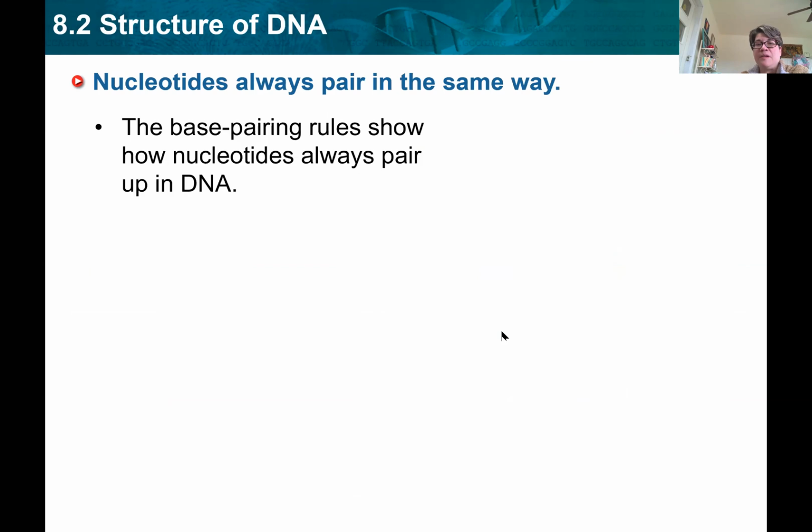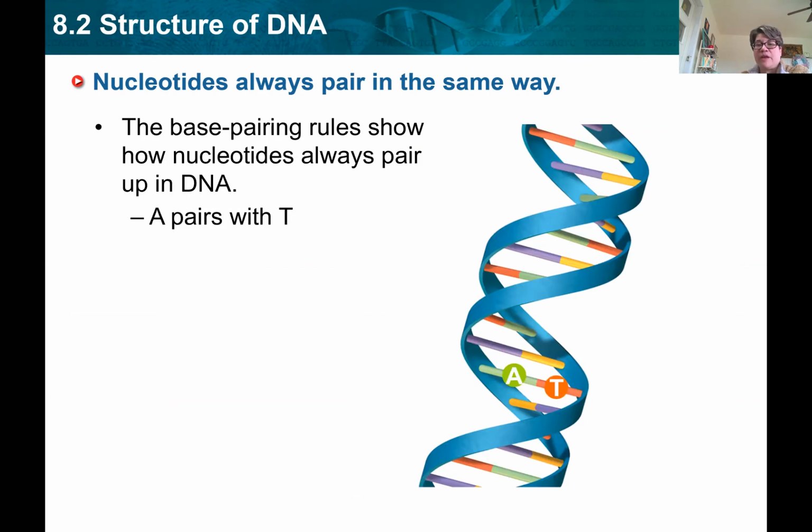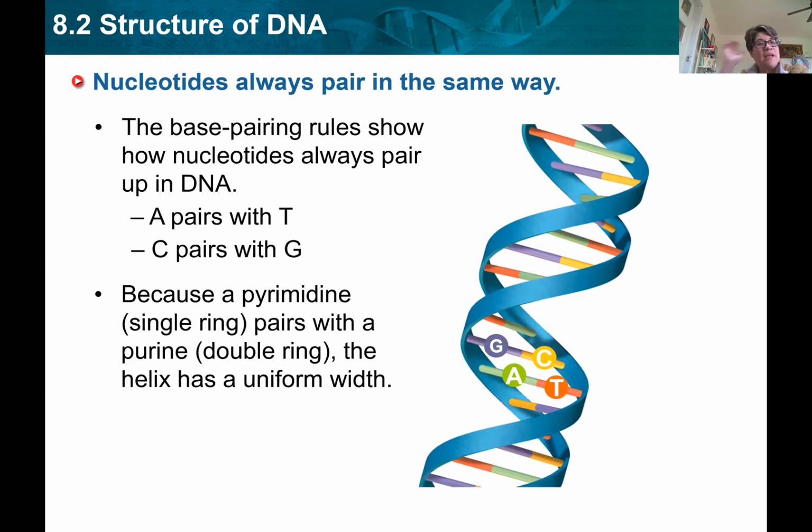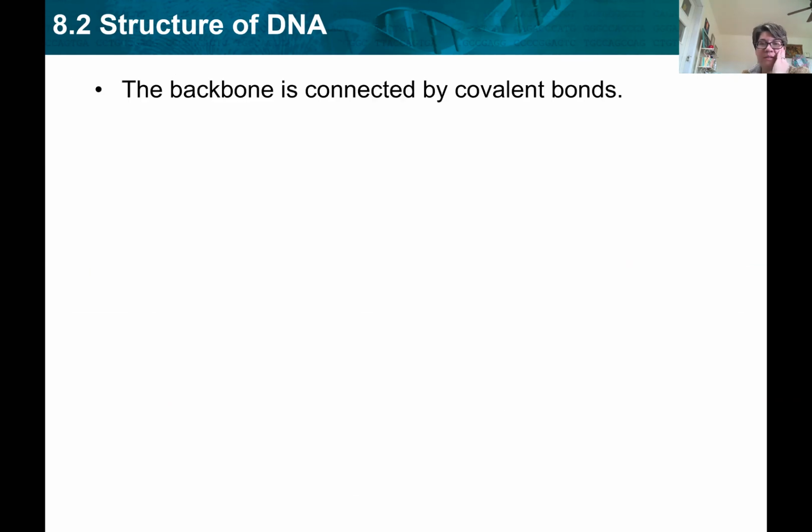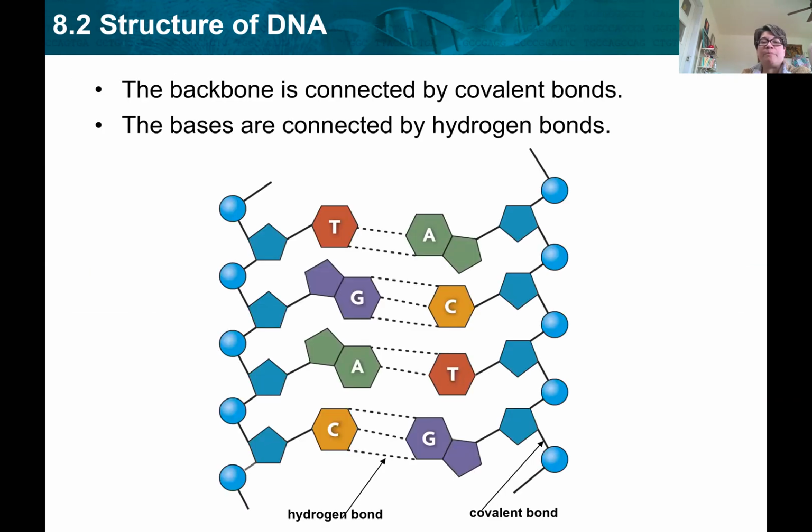So that's what it looks like, and there we have that information. Single rings always bond with double rings, and that keeps the width the same. If you had two double rings, it would be too wide, and if you had two single rings, it would be too narrow. So that's why we see that.